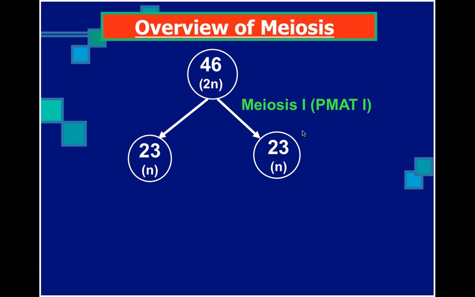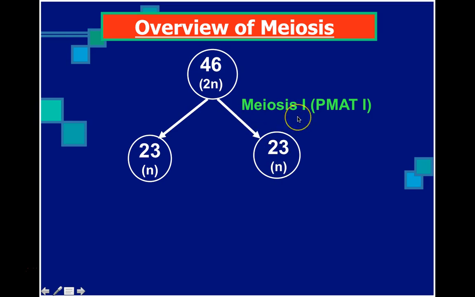In meiosis, the DNA does not duplicate in the S phase. That's the major part of this. So when you split 46 in half, there is no duplication, so it stays at 46. Half of 46 is 23, and the other half is 23. Notice how the 2N, which means diploid, reduces to N for both of these, which now means haploid.